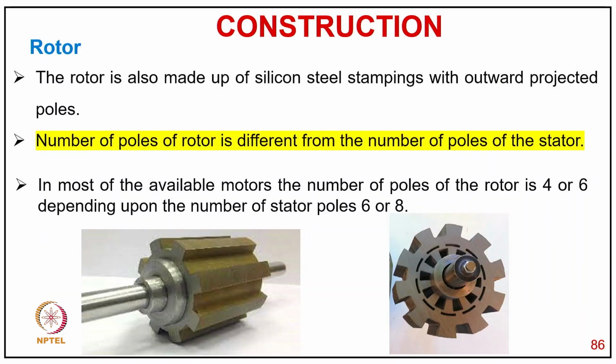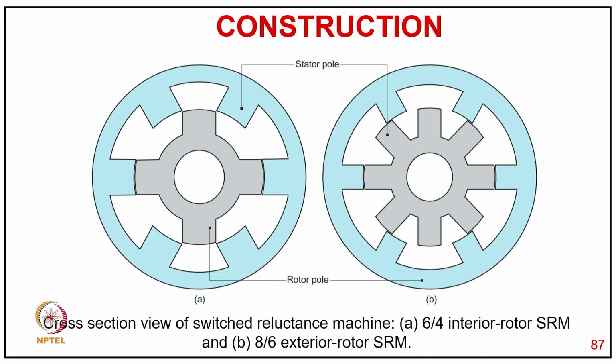Now coming to the rotor, as you can see in the photograph of two different motors, the rotor is also made of silicon steel stamping with outward projected poles, and the number of poles on the rotor is different from the number of poles on the stator. In most of the available motors, the number of poles on the rotor is 4 or 6, depending upon the number of stator poles, 6 or 8. Here is the typical cross section of the reluctance motor: 6 by 4 with interior rotor and 8 by 6 with exterior rotor.